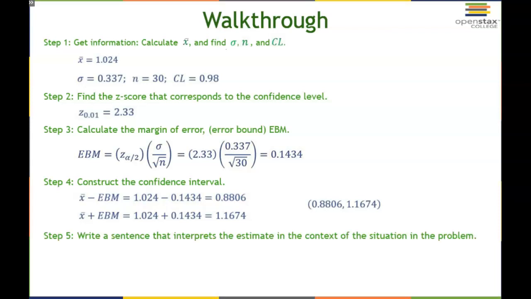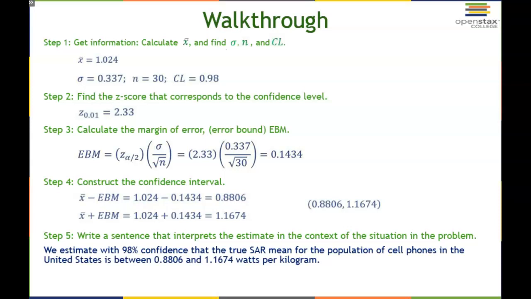But step 5 is we have to write a sentence that interprets this information. You can always use the same language over and over again, just fill in the gaps. We estimate with a 98% confidence that the true SAR mean for the population of cell phones in the United States is between 0.8806 and 1.1674 watts per kilogram.